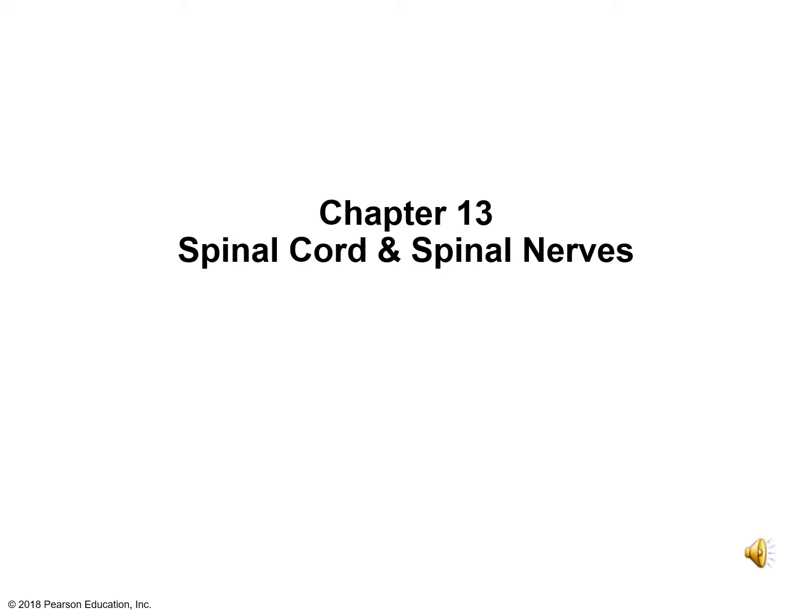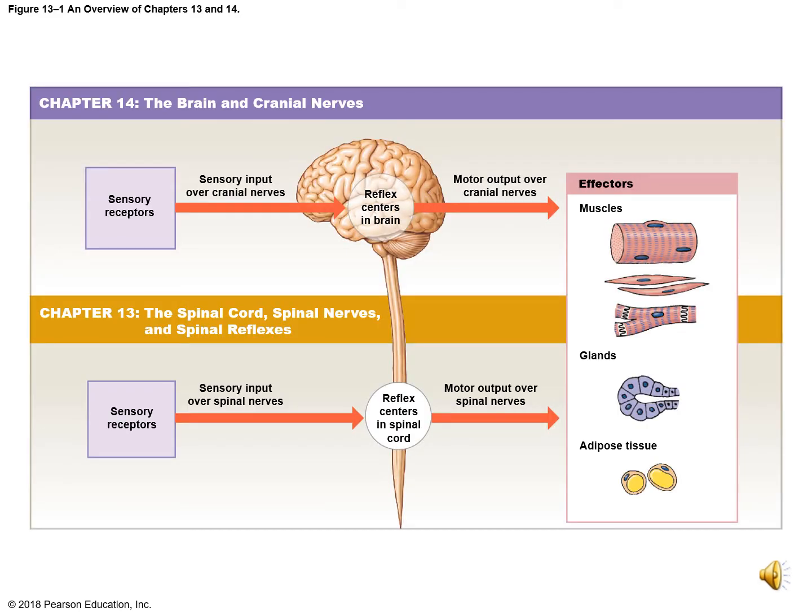Chapter 13, Spinal Cord and Spinal Nerves. Chapters 13 and 14 will cover the central nervous system components and their associated nerves. Chapter 13 will focus on the spinal cord and spinal nerves, and Chapter 14 will focus on the brain and cranial nerves.